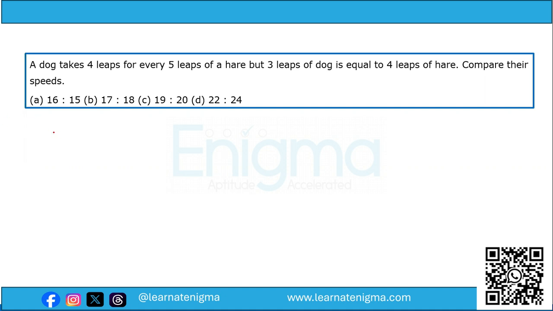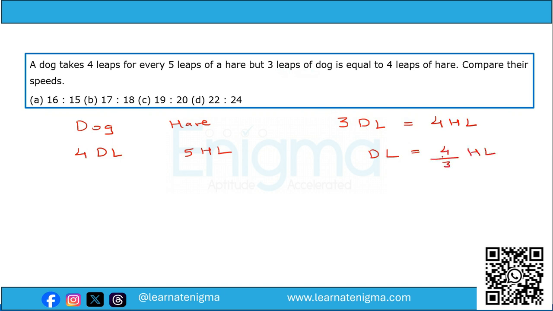Now, in a constant time for both dog and hare, dog takes 4 leaps. So those are dog leaps. So we can say 4 dog leaps, and hare takes 5 hare leaps. Now it is given to us that 3 leaps of dog, that is 3 dog leaps, is equal to 4 hare leaps. So therefore, I can write down that 1 dog leap is equal to 4/3 of hare leap.